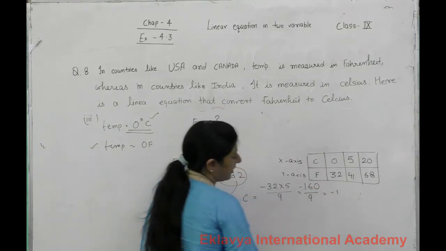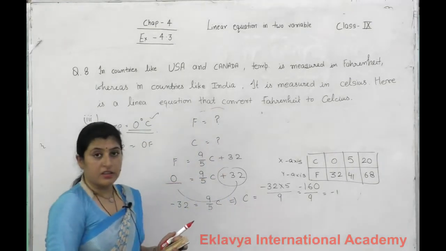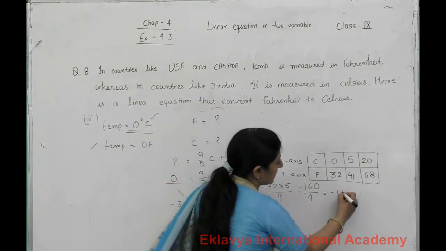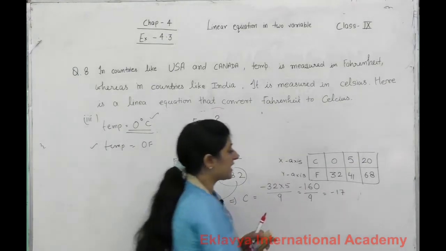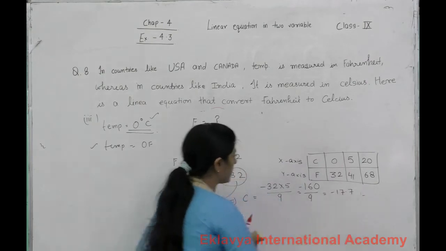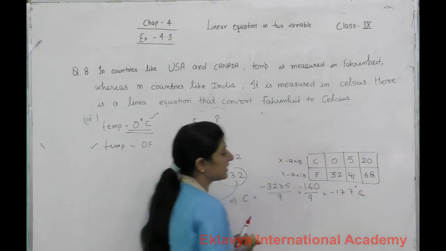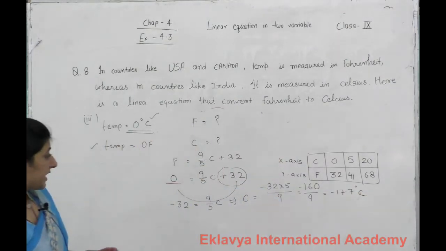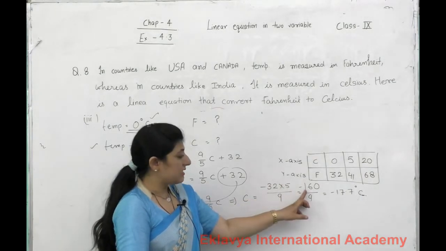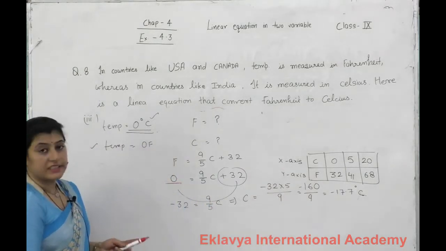9 1s are 9, remaining is 7, 70. 9 8s are 72, 9 7s are 63. Again 70, 17.77 like this. That is the answer, you put the value of Fahrenheit, then this answer is degree centigrade. Again check it, are you right? 5 2s are 10, 5 3s are 15 and 1 is 16. 160 upon 9, then you will get your answer in degree centigrade.